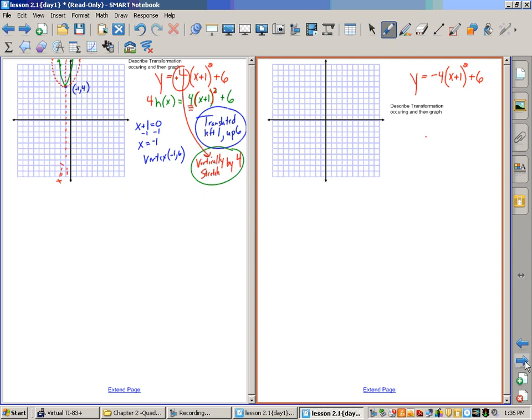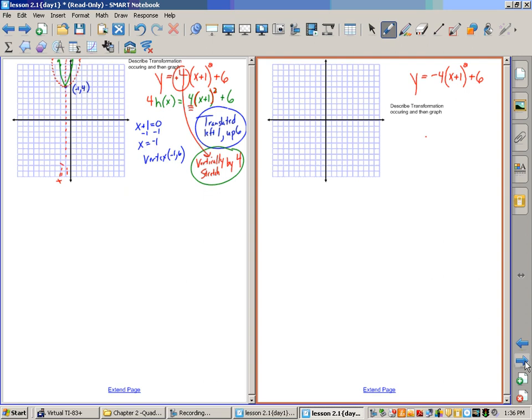Upside down. What does upside down mean? Oh, it's flipped around. It's reflected over the x-axis. Okay, that's your transformation. Reflected.